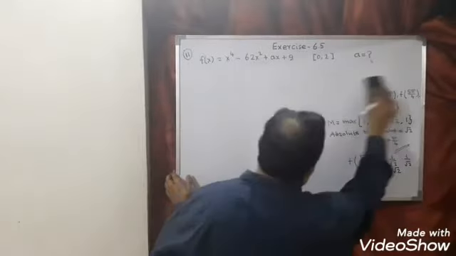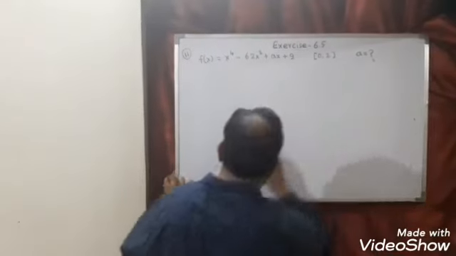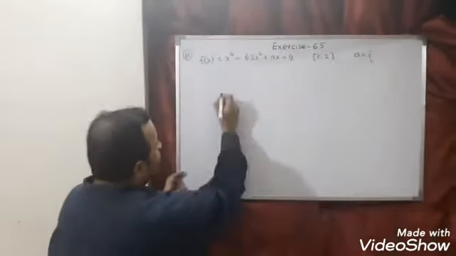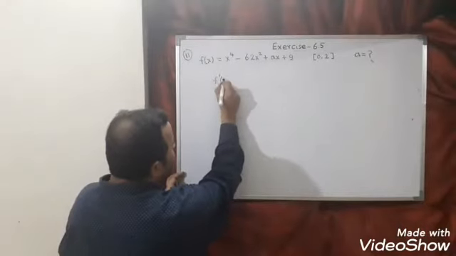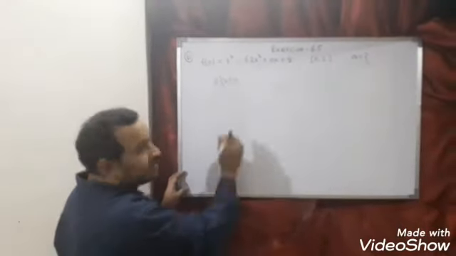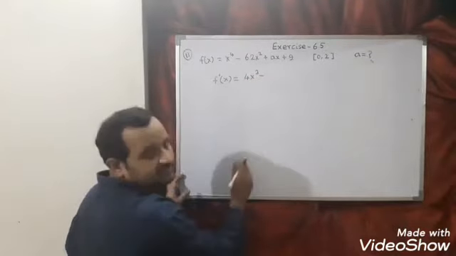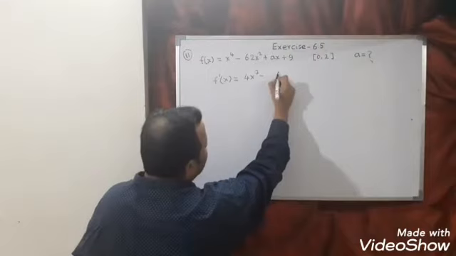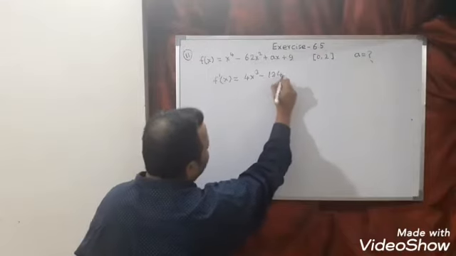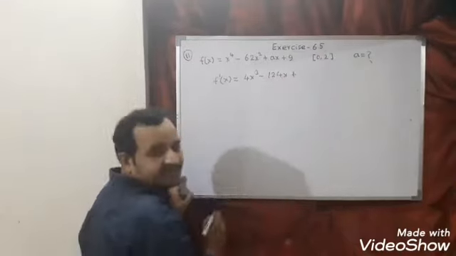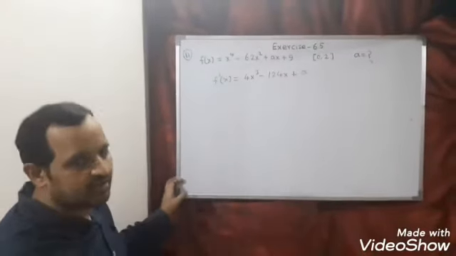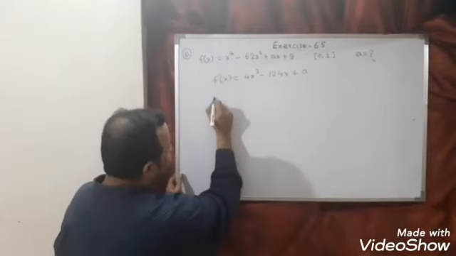Now look here. For maximum or minimum we have to find f dash x. So f dash x is equal to differentiation of x to the power 4, which is 4x cube, minus 2x times 62, which is 124x, plus differentiation of ax, which is a, and differentiation of 9 is 0 because it is constant.